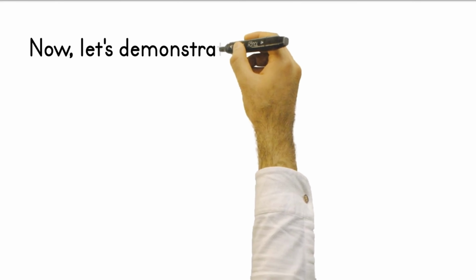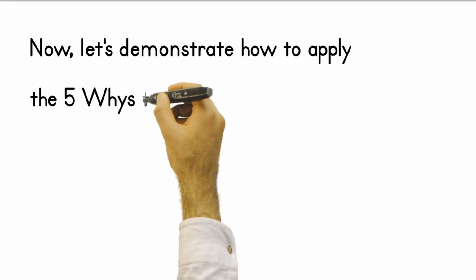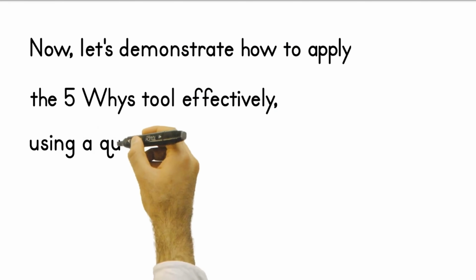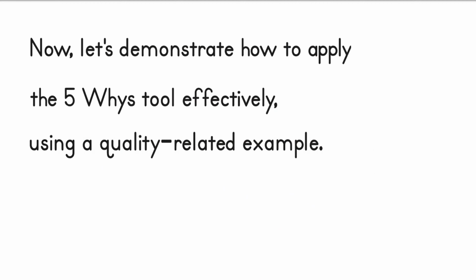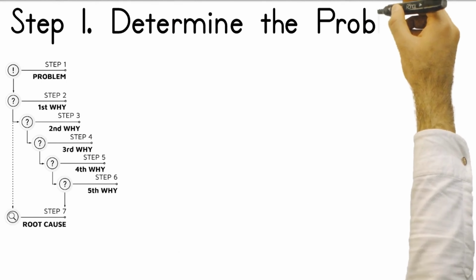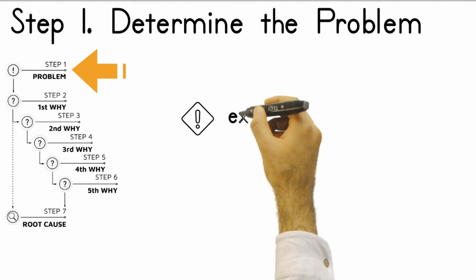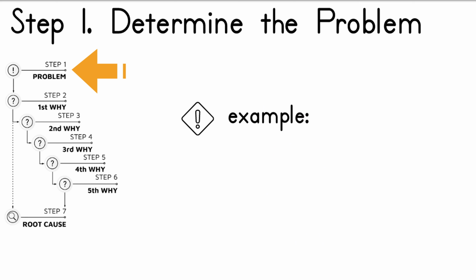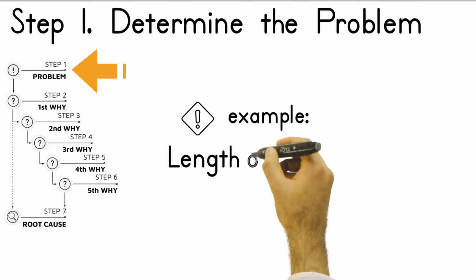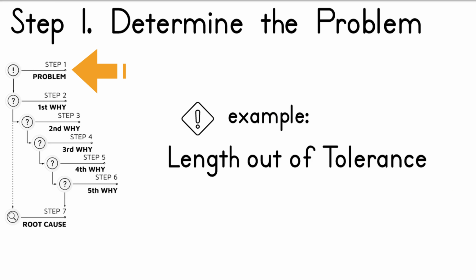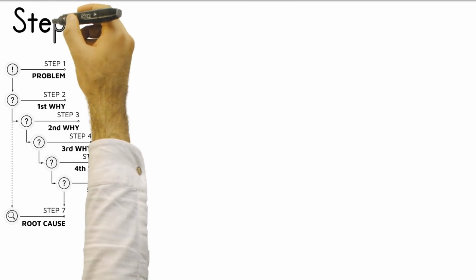Now, let's demonstrate how to apply the 5 whys tool effectively, using a quality-related example. Step 1. Determine the problem. Start by precisely defining the quality problem. It's crucial to accurately describe the issue to ensure a focused investigation. Consider a scenario where the length of a manufactured part is consistently out of tolerance. That's our problem statement.